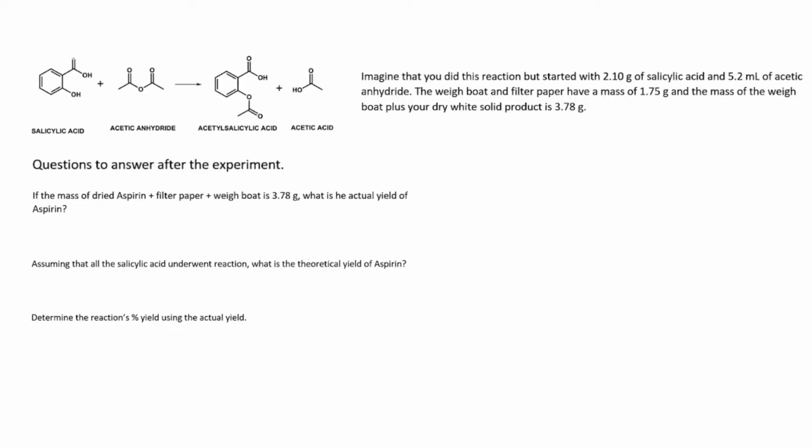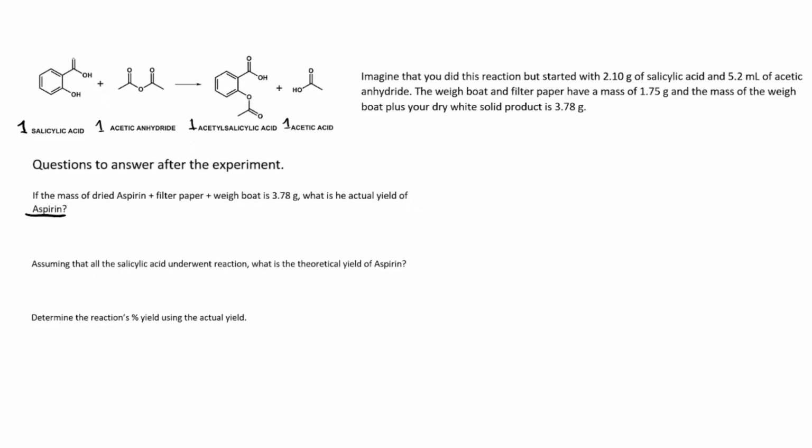Okay, so one thing we need to notice is this is a 1-to-1 reaction. So for every 1 mole of salicylic acid, you're going to use 1 mole of acetic anhydride. You're going to produce 1 mole of acetylsalicylic acid and 1 mole of acetic acid. That's tough to say. Okay, so basically this is the reaction to make aspirin.